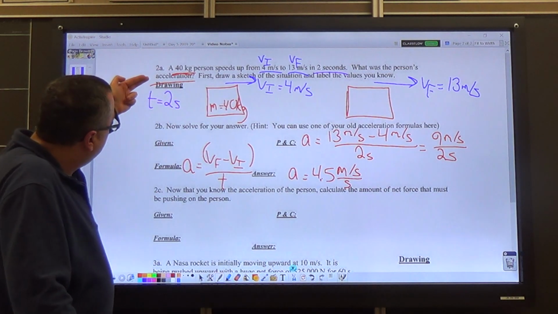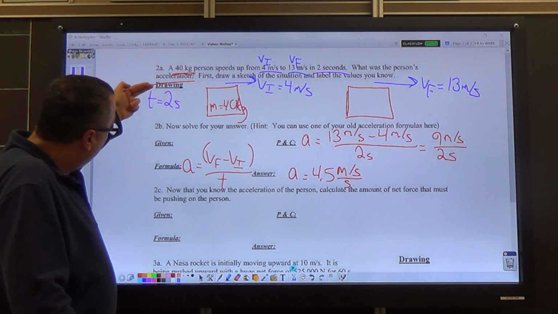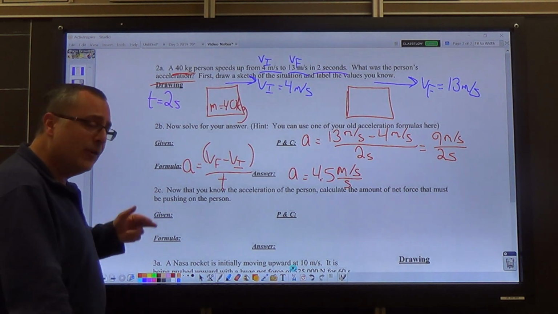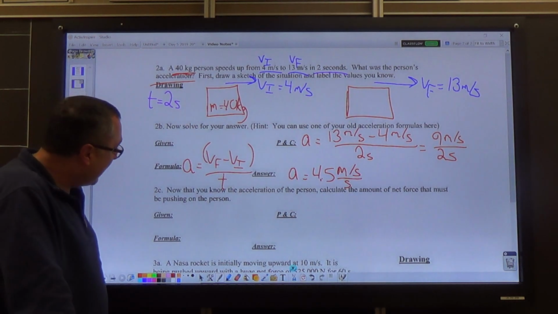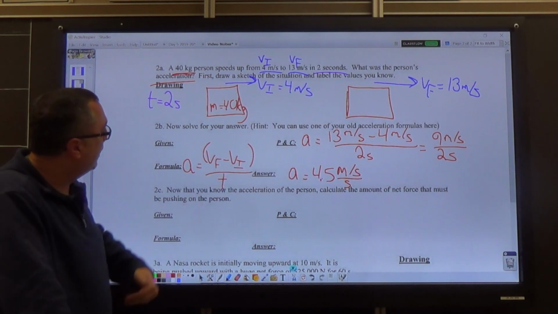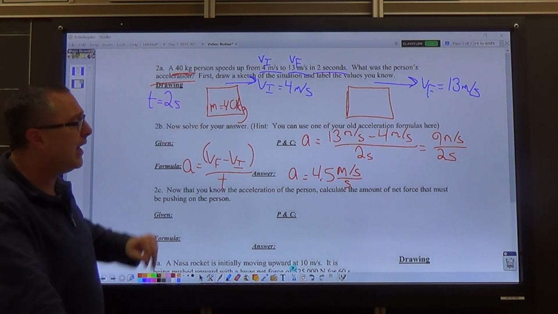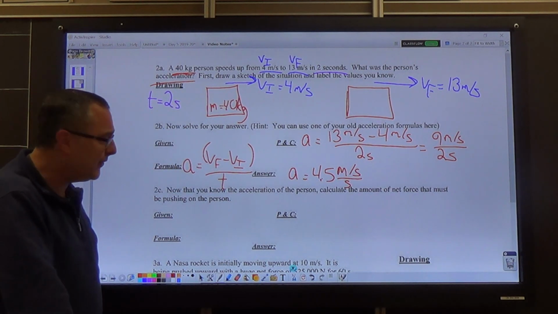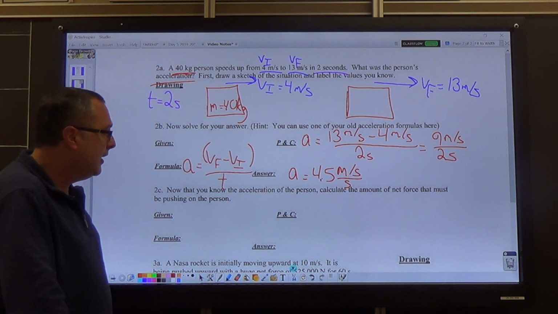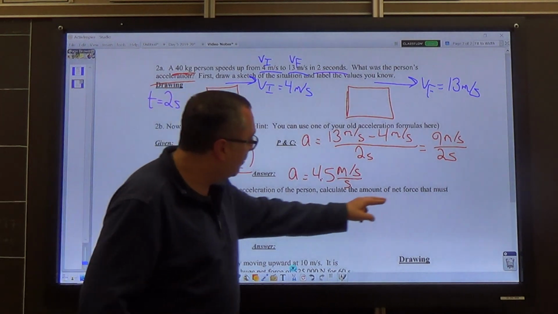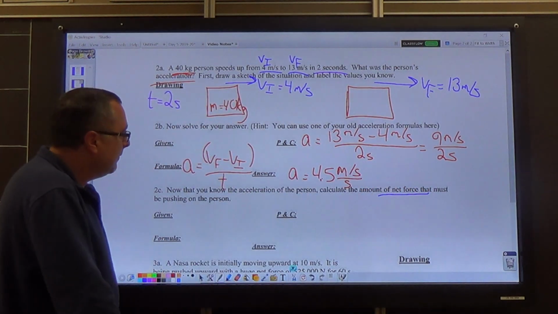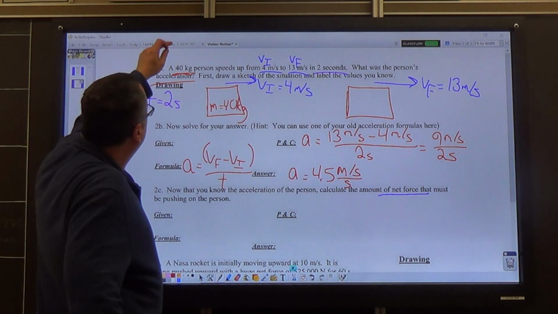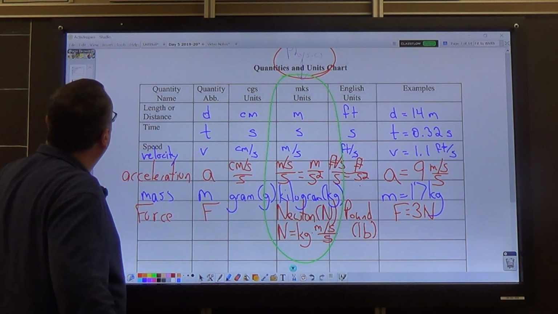So that was part A for the drawing. Part B, we did the math. Now part C, this is still the same problem. We know the acceleration, and we were told the object's mass. So once we found the acceleration and we already know the mass, we are now being asked to calculate the amount of net force.